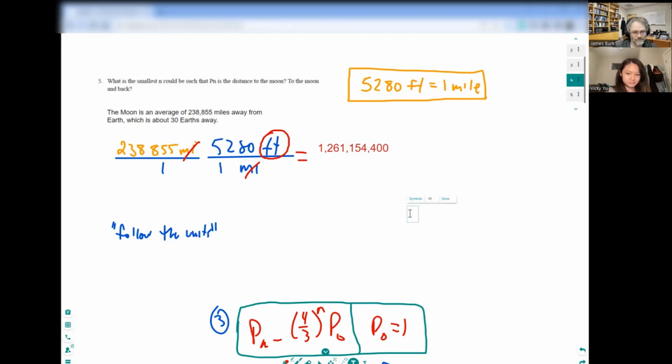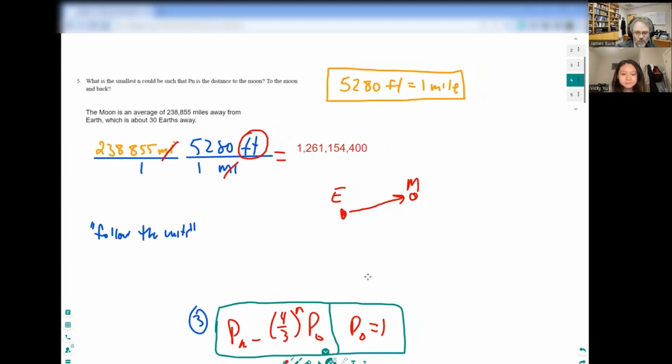And that's what I get. It's a lot of feet, isn't it? So, what's the smallest n could be that we're going to get to the distance to the moon? This right here is the distance from the Earth to the moon in terms of feet. I want to go that far.